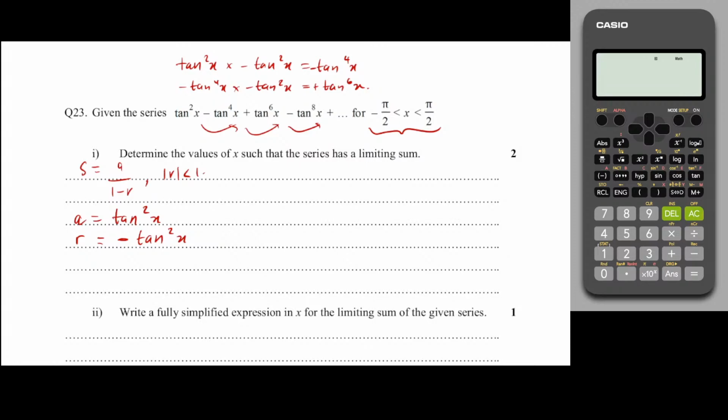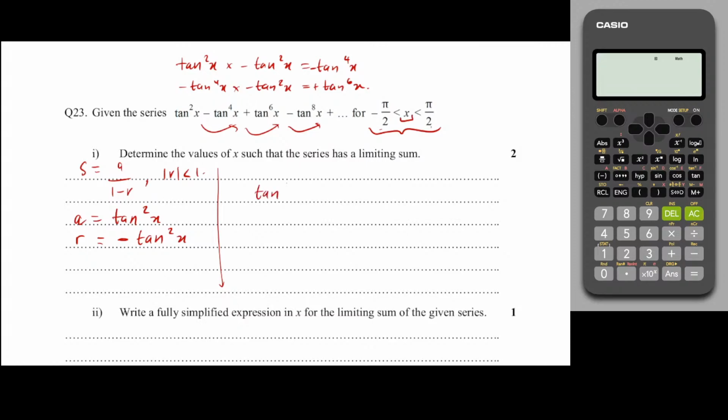Okay, so from here, what we're going to do is work out what the limiting sum is going to be. So we're not up to the limiting sum just yet. We've actually set up for the next part, but we're determining the values of x such that the series has a limiting sum. So it's when x is between these two values here.